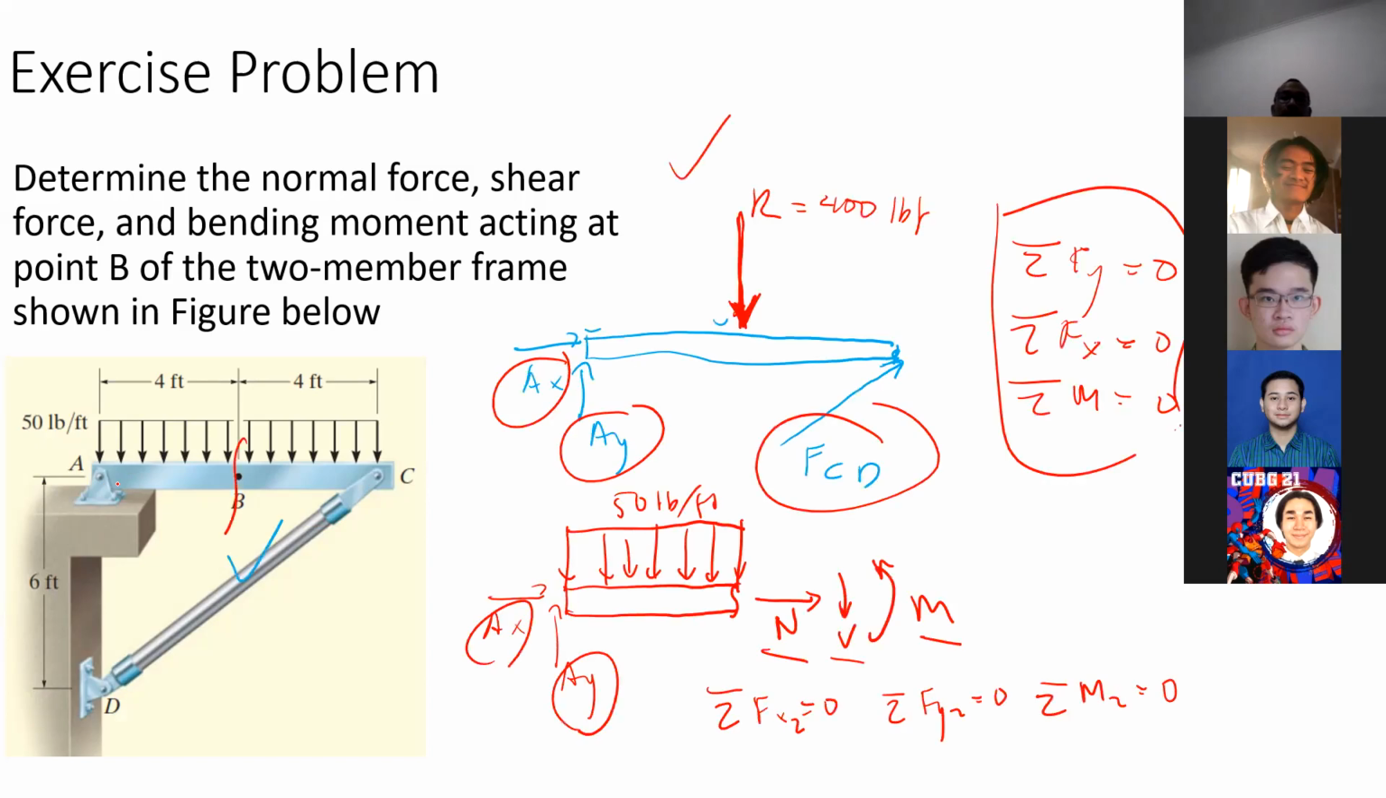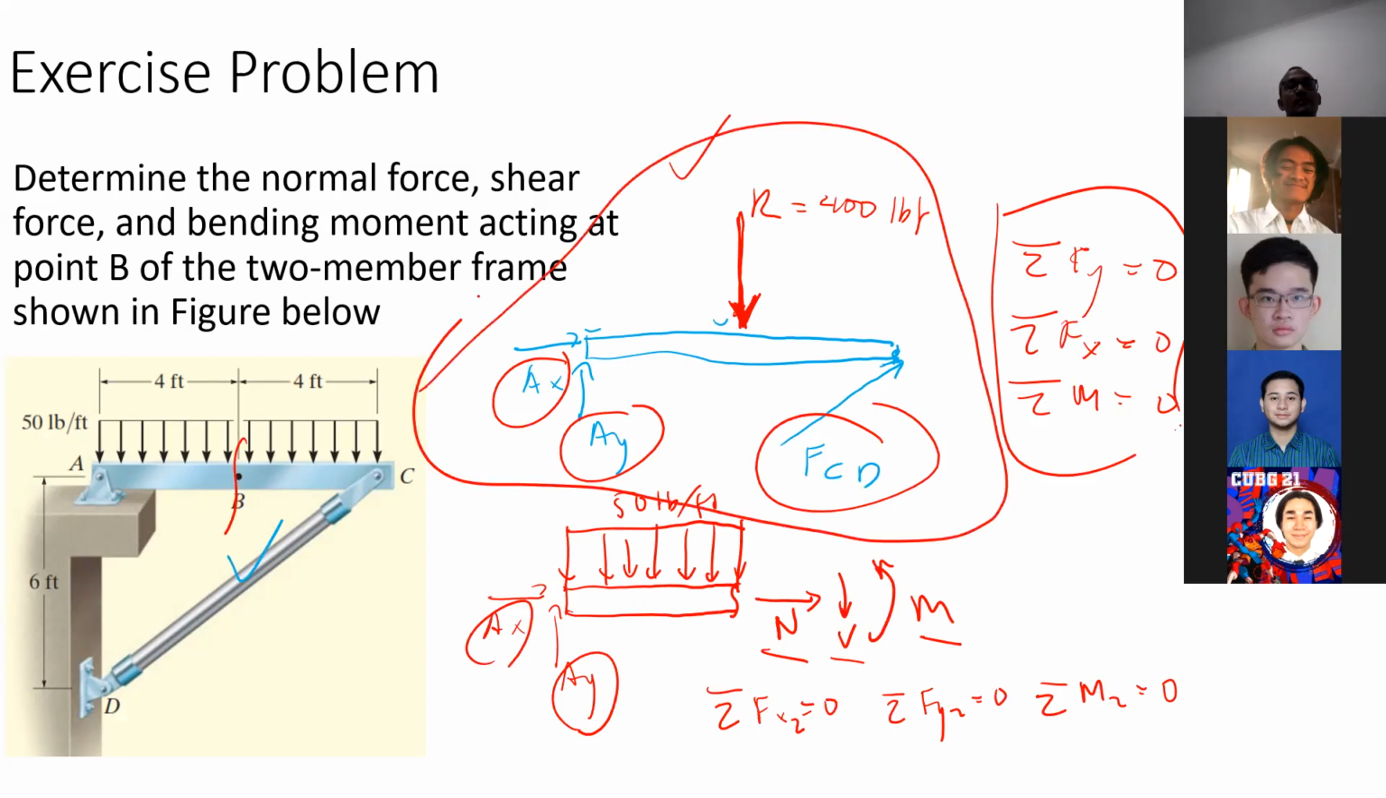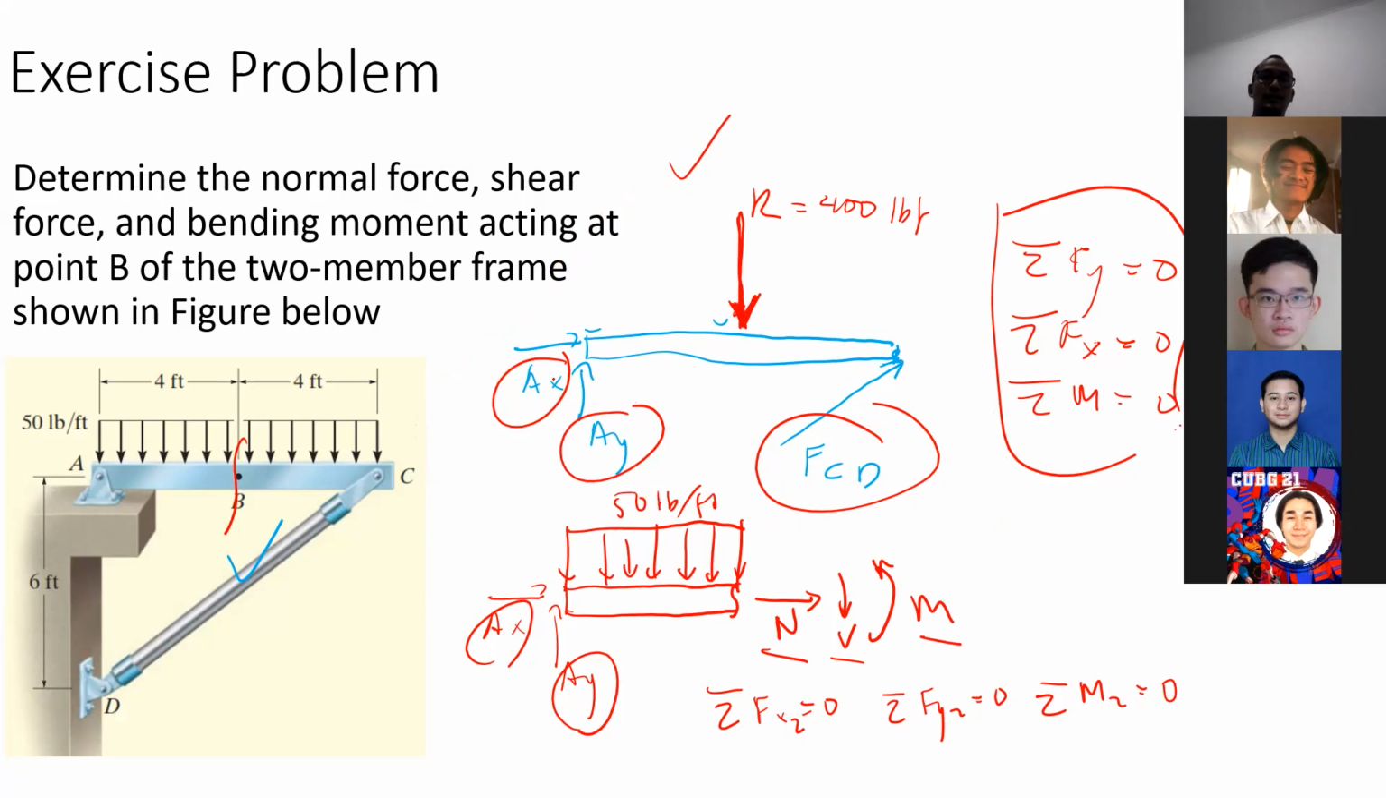right section. Okay, so if we take a look at this, this is the free body diagram of the whole thing to solve for the external forces. By using sigma Fx, sigma Fy, and sigma moment, we can solve for Ax, Ay, and Fcd there. After you solve for those, then you can do the section. For example, here we use the left section.